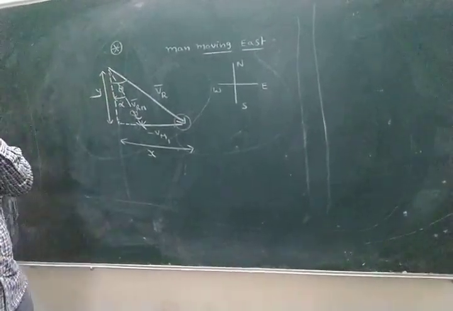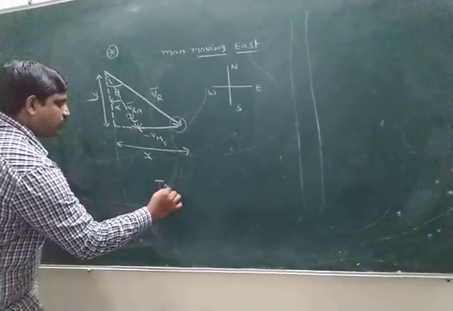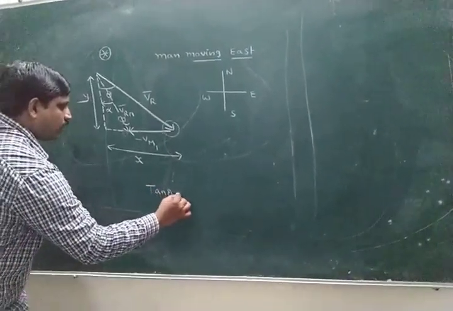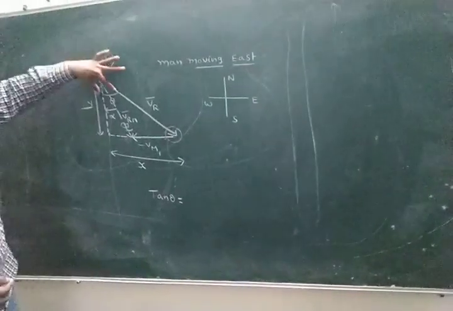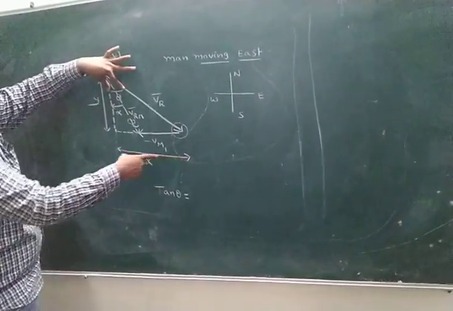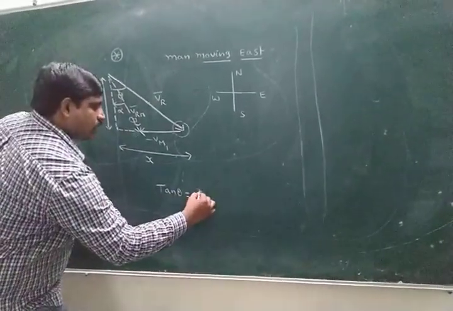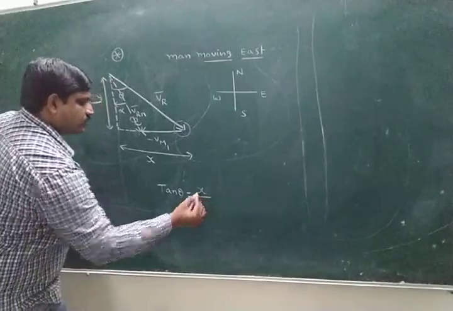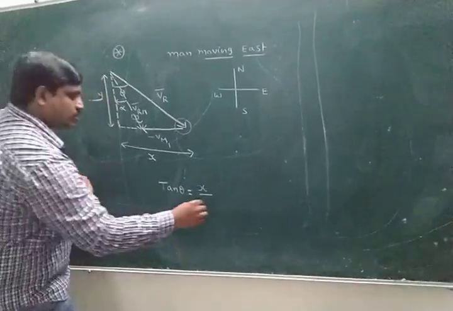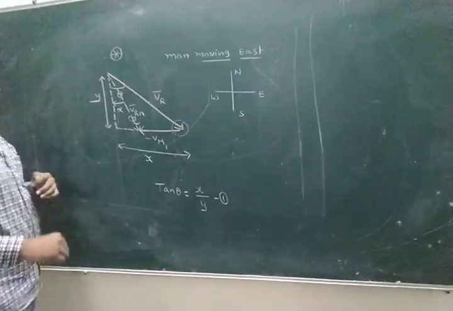In the diagram, what is tan theta? Tan means, this is the theta. Tan theta means opposite side by adjacent side. What is the opposite side? X. What is the adjacent side? Y. Equation number 1. Okay?